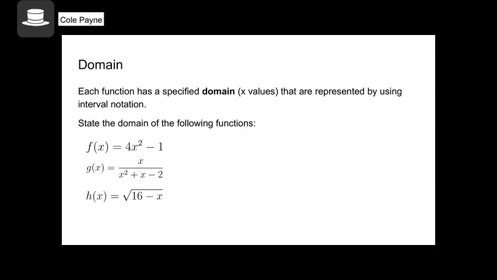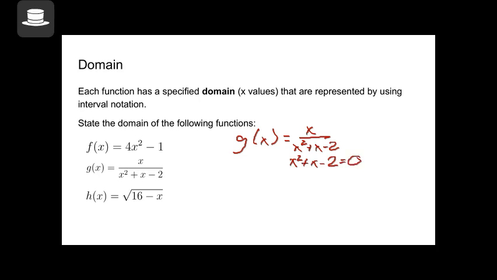So for g of x, which is x divided by x squared plus x minus 2, we know that we cannot divide by 0. So therefore, x squared plus x minus 2 can't be 0. You can use equals or not equals here. That's totally up to you as long as you know what you're referring to.